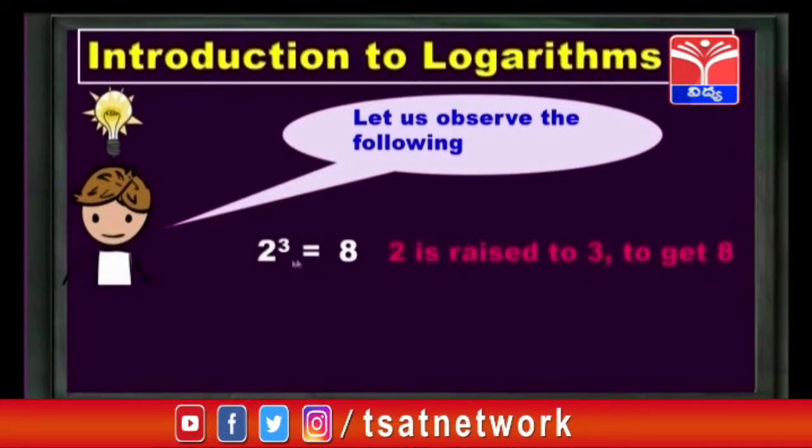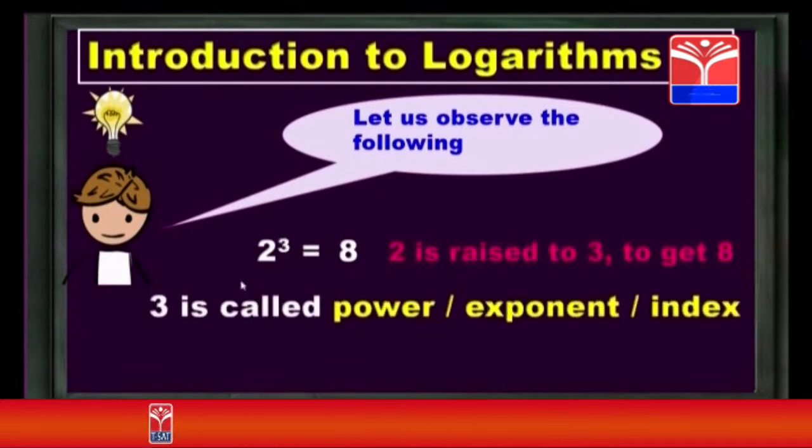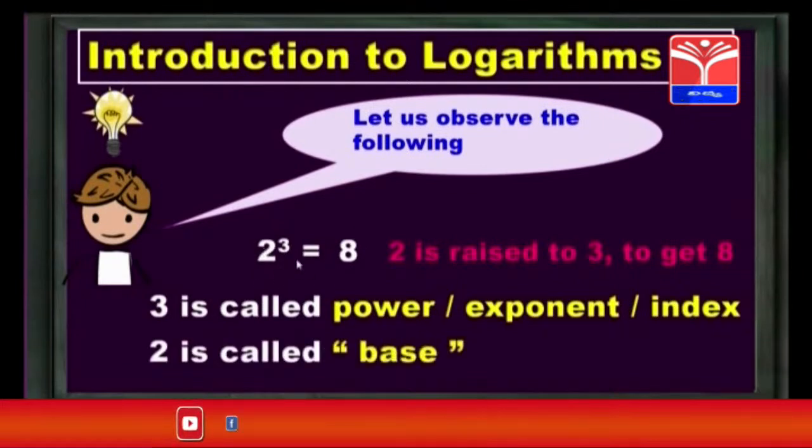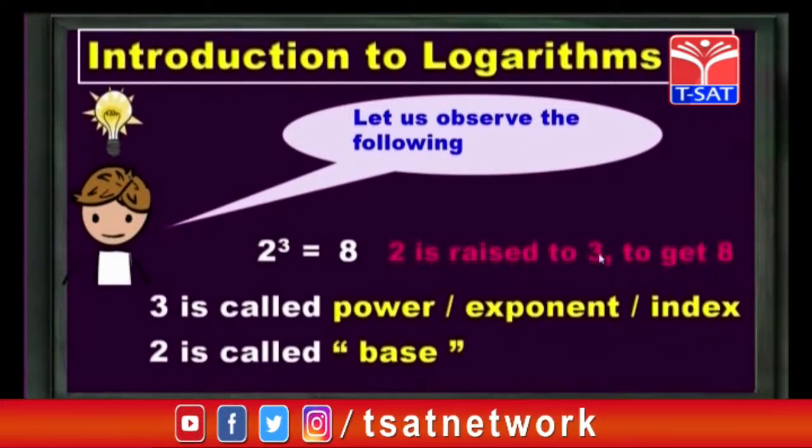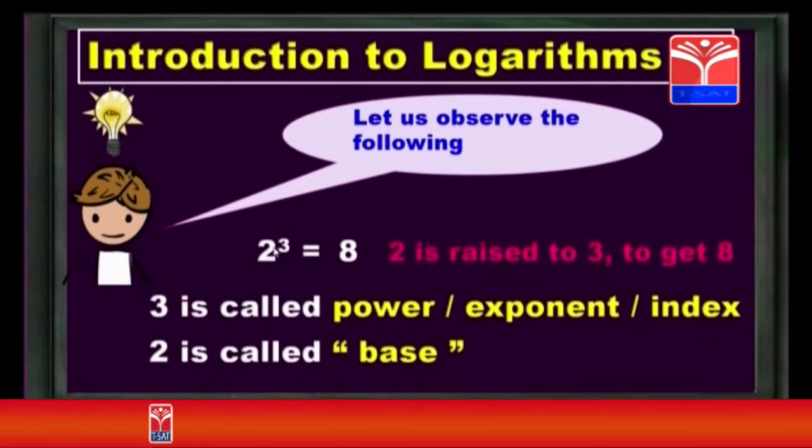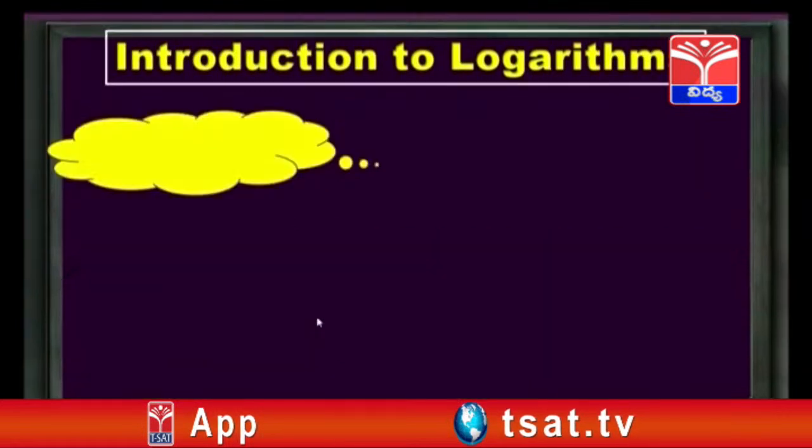So here, 3 is called the power or exponent or index, and this 2 is called the base. So 2^3 is equal to 8. We say 2 is raised to 3 to get 8, where 3 is called the power or exponent or index and 2 is called the base.